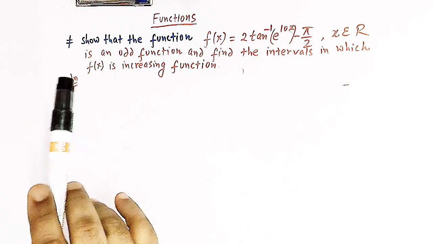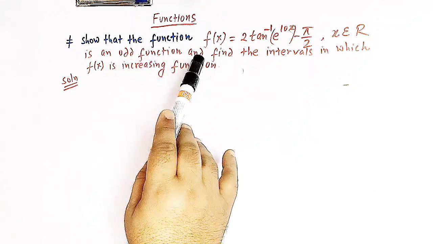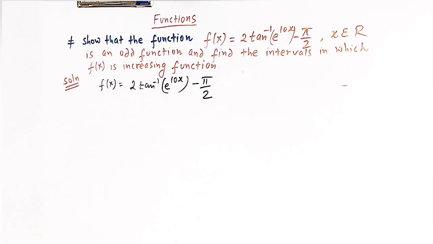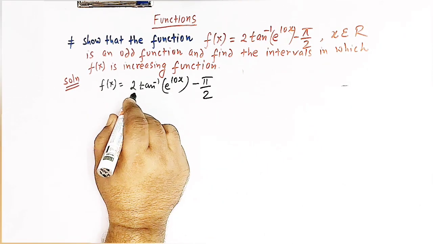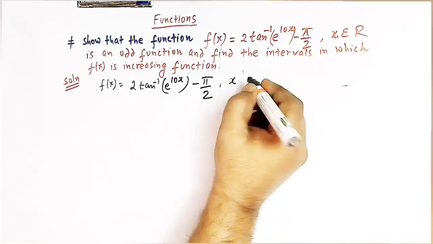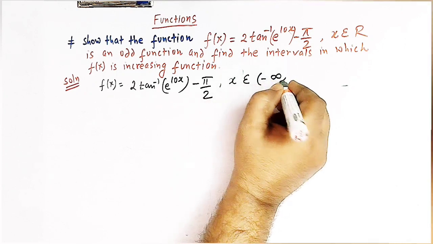So first we have to show that this function is an odd function, and then we have to find the intervals in which this function f of x is an increasing function, right? So first we'll see this function is an odd function, and then we'll find out the interval in which this function f of x is an increasing function. So let us start. So now we have f of x is equal to 2 times tan inverse e raised to 10x minus pi by 2, where x belongs to the set of real numbers.